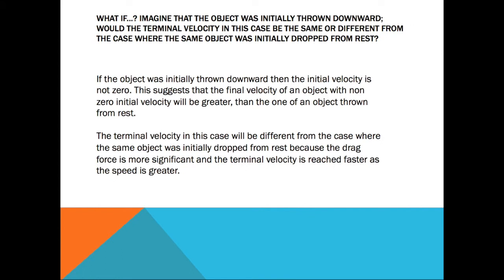What if? If the object was initially thrown downward, then the initial velocity is not zero. This suggests that the final velocity of an object with non-zero initial velocity will be greater than the one of the object thrown from rest. The terminal velocity in this case will be different from the case where the same object was initially dropped from rest because the drag force is more significant and the terminal velocity is reached faster as the speed is greater.